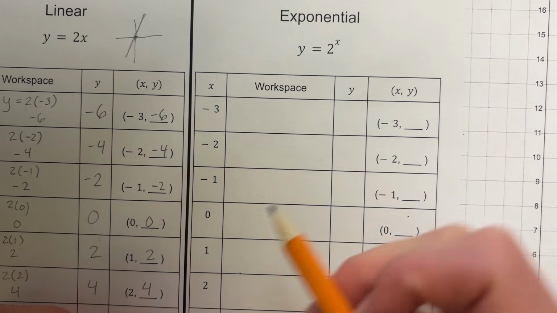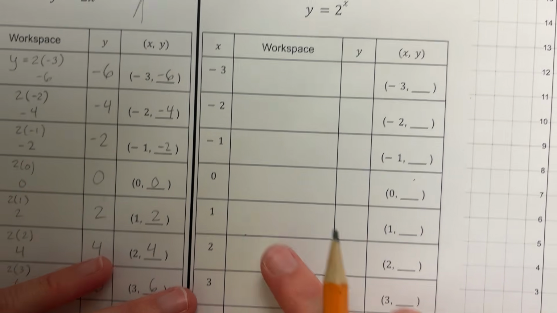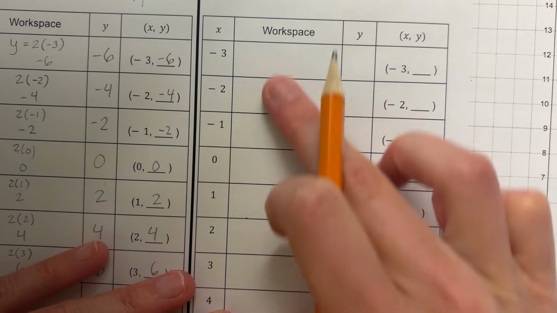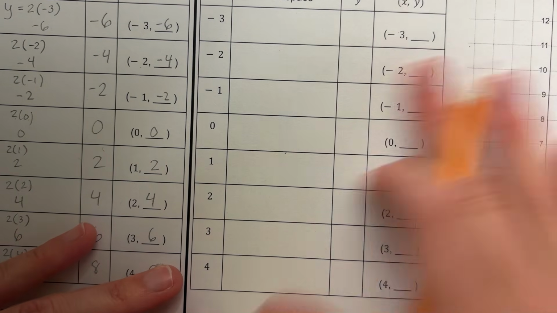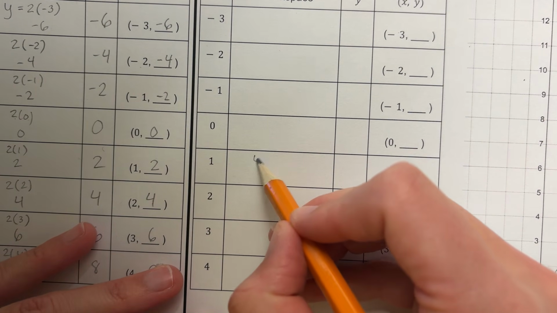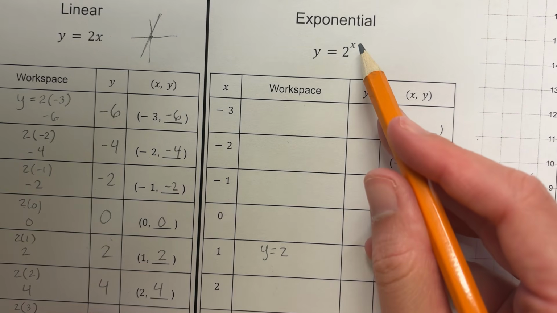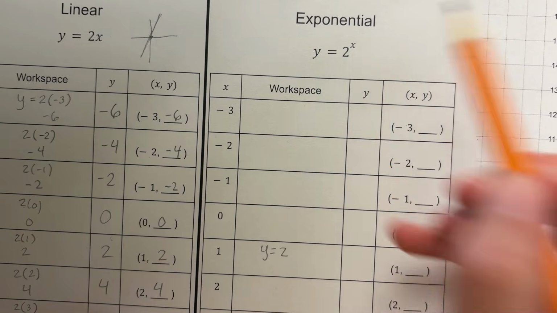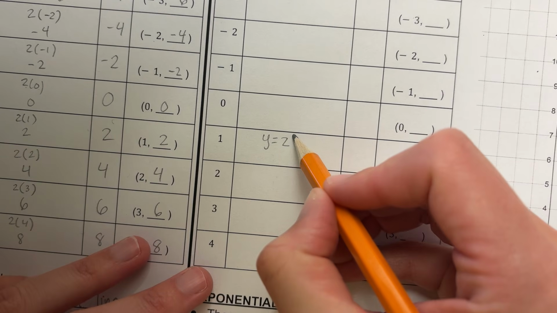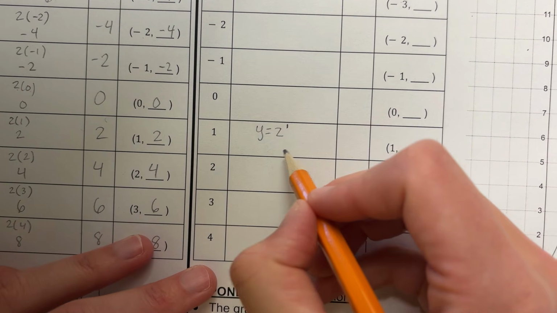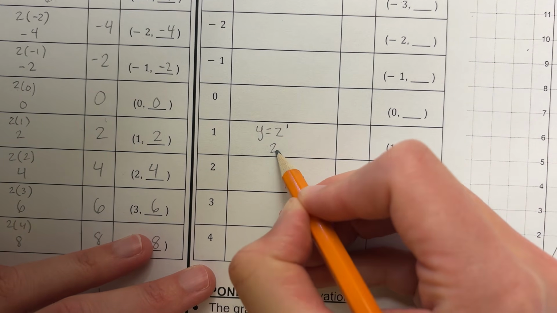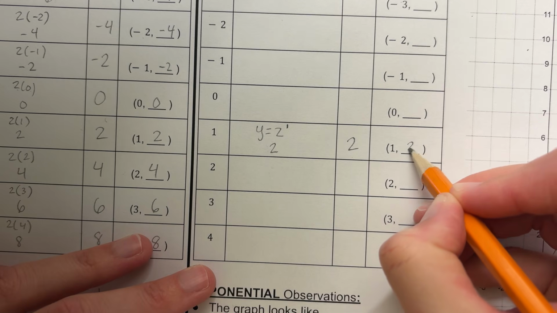Okay, so, and I'm actually going to start, look, I'm going to start down here with the positive numbers and then work my way back up with the negative numbers. Okay, so I'm actually going to start right here. So remember, this is y equals 2 to the power of x, right? 2 to the power of x this time. Instead of 2 times x, 2 to the power of x. So now this is 2 to the power of 1. What's 2 to the power of 1? Oh, well, 2 to the power of 1 is just 2. Okay, so this point is 1, 2.